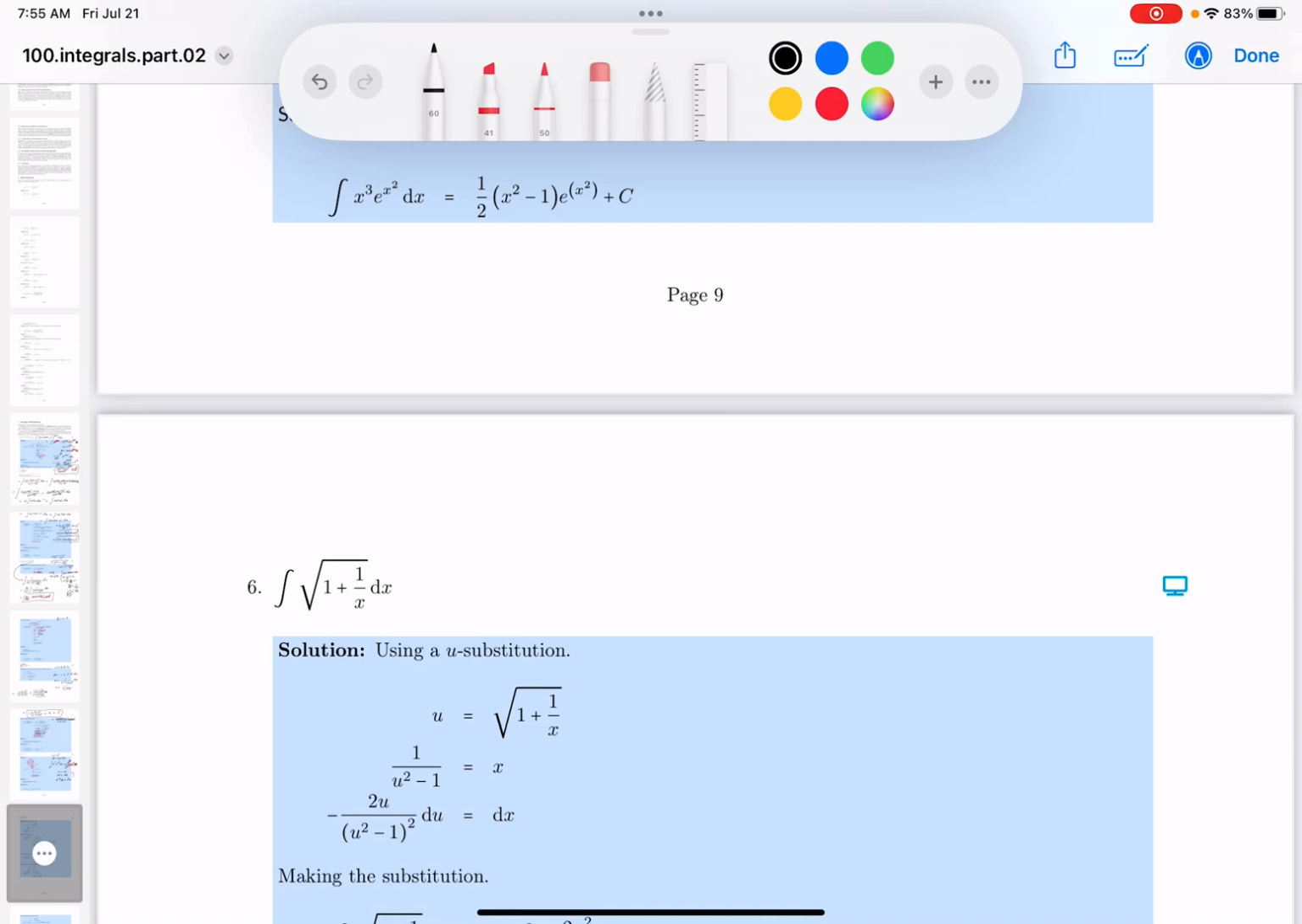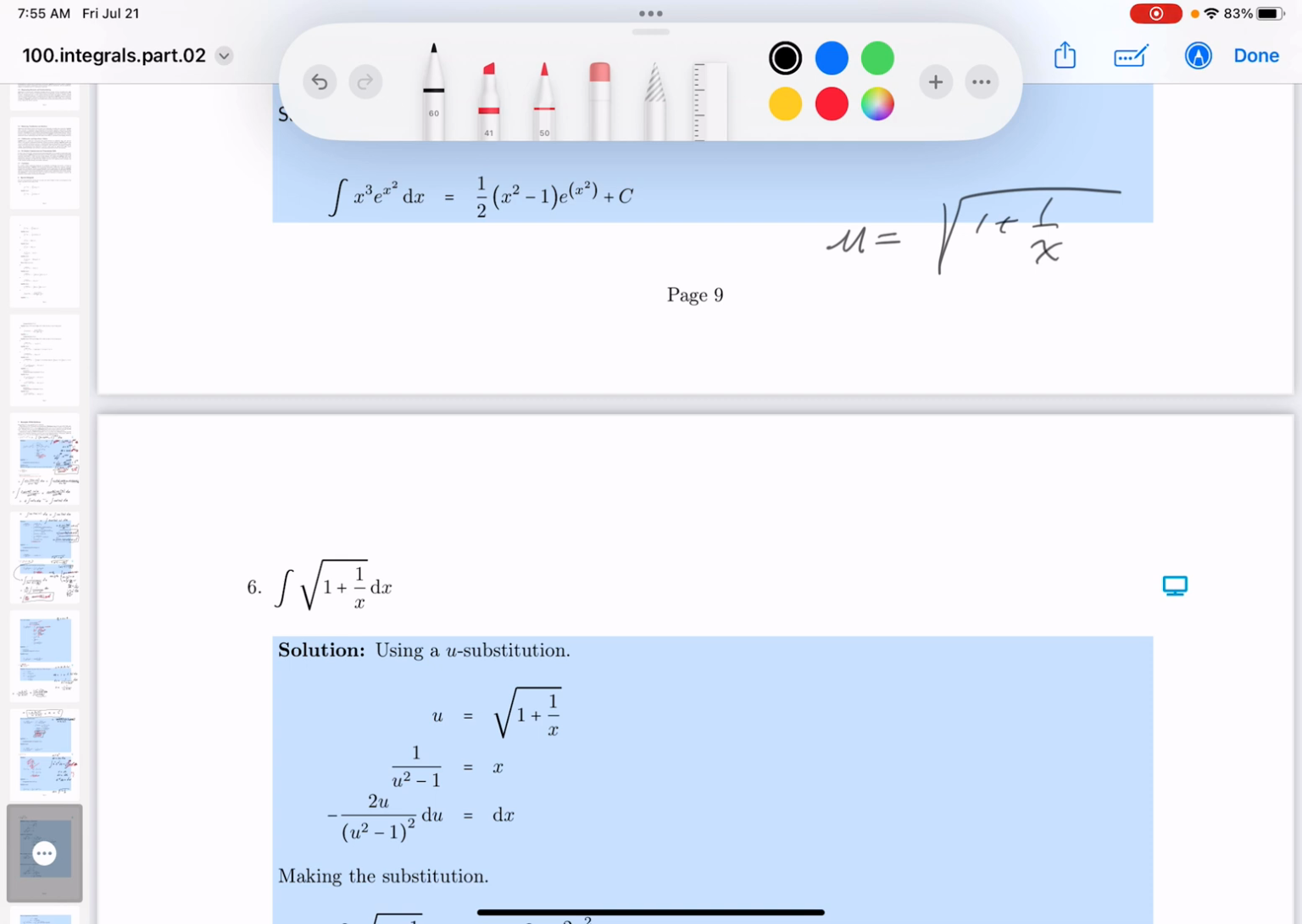Okay, for number 6, it's a tough question. Looking at it, you say, how am I going to start that? I would start with a u substitution, and I'm going to try to simplify the integral by doing it. And so I'm going to write over here u equals the root of 1 plus 1 over x. I'm not going to differentiate that as it stands, by the way.